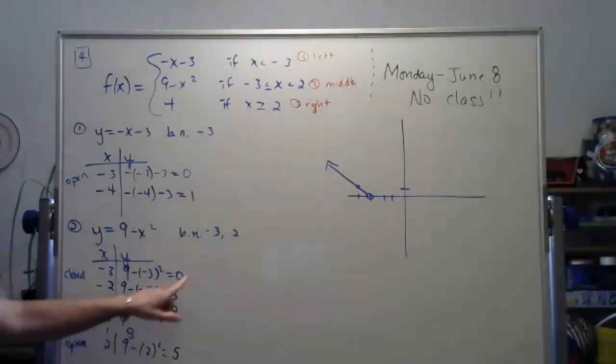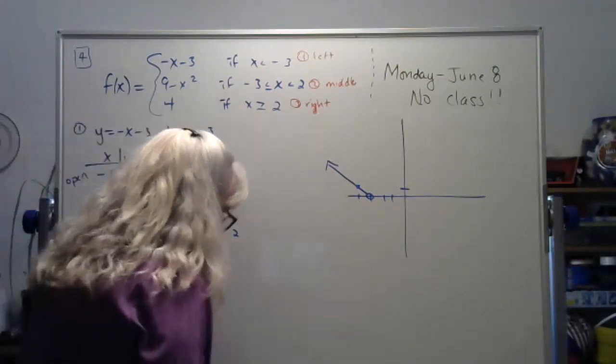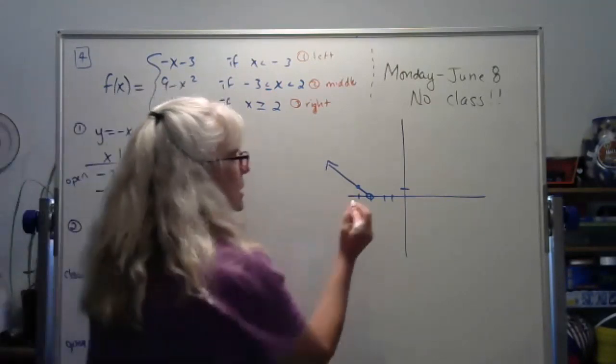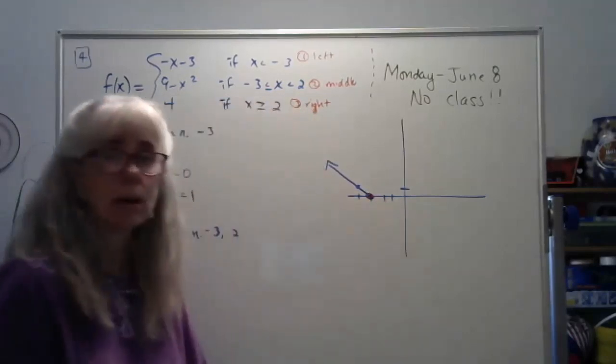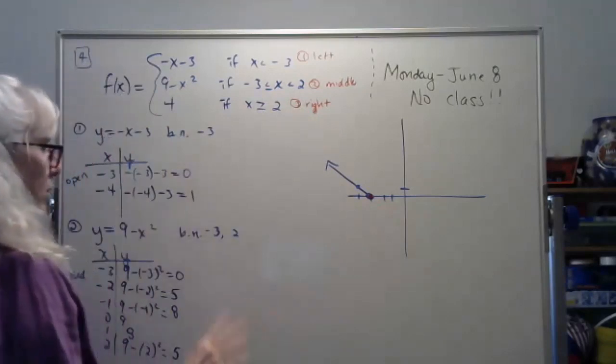So at negative 3, we are at 0, and it is closed. Well, wait a minute. We'd already shown that as an open circle at negative 3, 0. So piece 2 is going to come in and take that open circle and close it in, which is great for continuity because now all of a sudden I can trace right through that. So there's nothing wrong with filling it in.